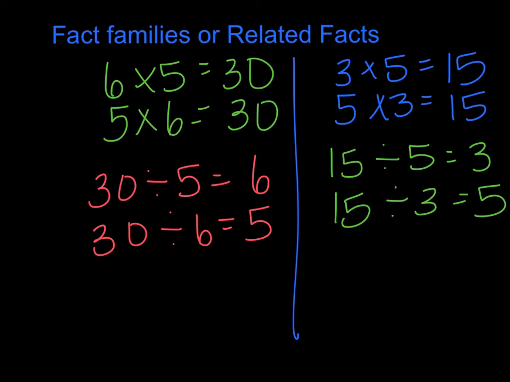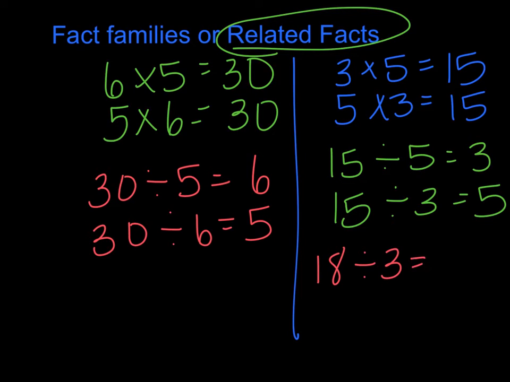And you're going to find later that you're going to want to use these related facts to help you solve division problems. Because if I gave you a different division problem, let's say I do 18 divided by 3 equals what? Well, you can use related facts and you could switch them around. So you could say 3 times what equals 18. And then you could count by 3s like we know how to do. So count with me. 3, 6, 9, 12, 15, 18.